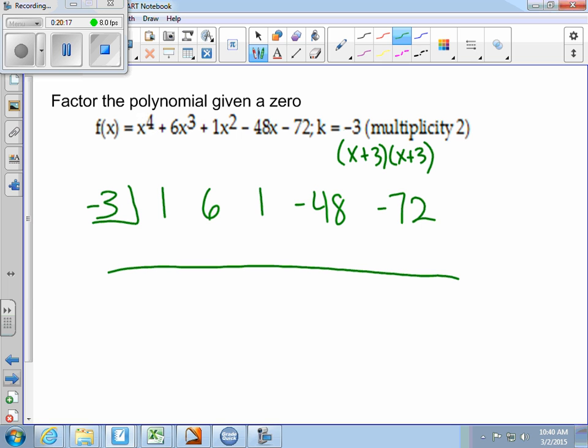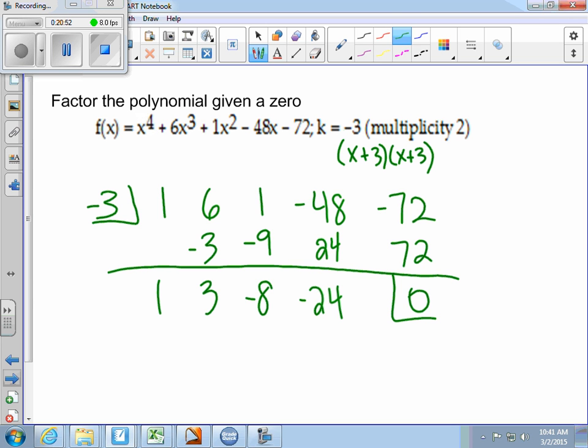Also, when it has multiplicity, let's say 3, we do it 3 times. I don't think you'll see any like that, but if it did. Add down. Multiply. Add down. Multiply. Add down. Multiply. Add down. Multiply.